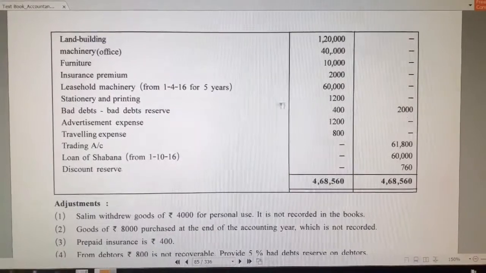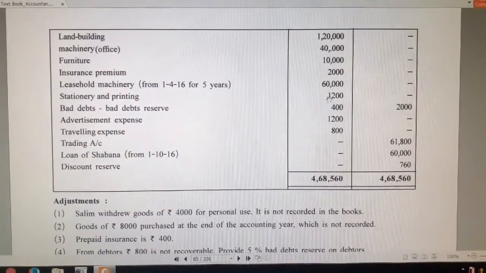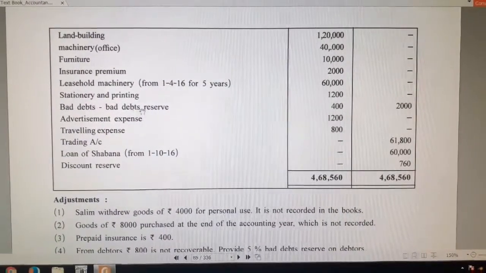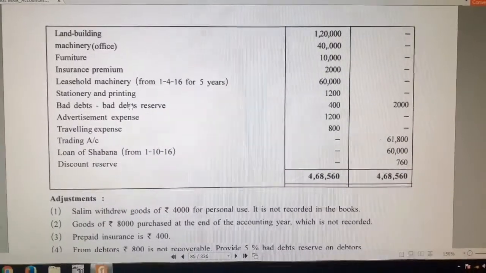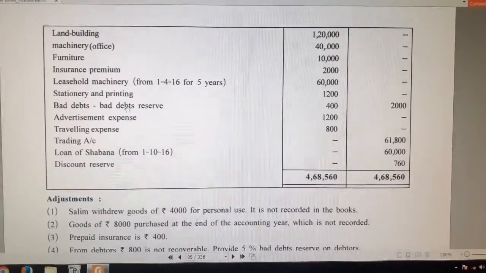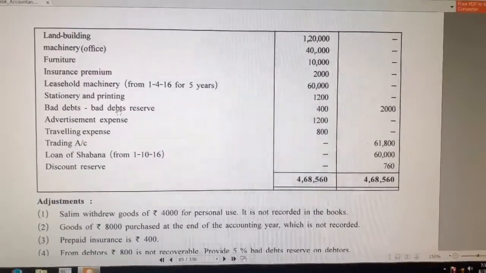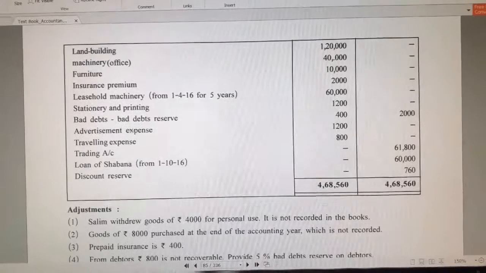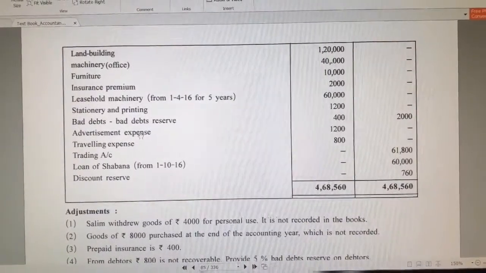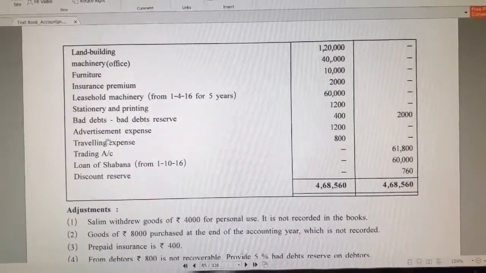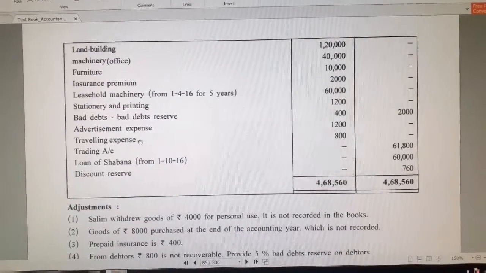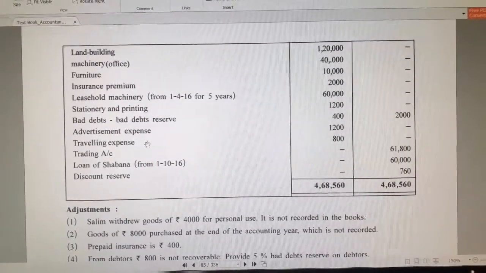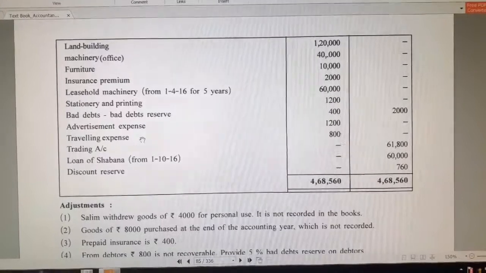Stationery printing, administrative expense, recorded P&L account debit side. Now bad debt and bad debt reserve. These two are given, that means prepare the table of bad debt on the debit side of profit and loss account under the head other expense. Then after advertisement expense, selling and distribution expense, profit and loss account debit side. Traveling expense also selling and distribution expense, it is recorded profit and loss account debit side.